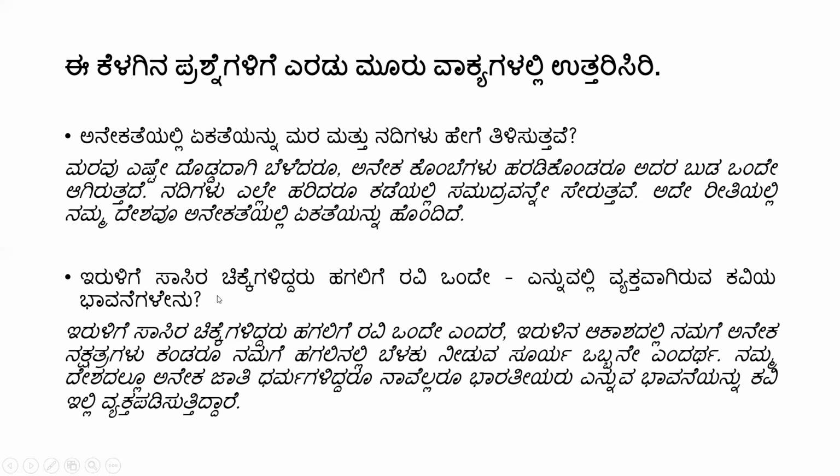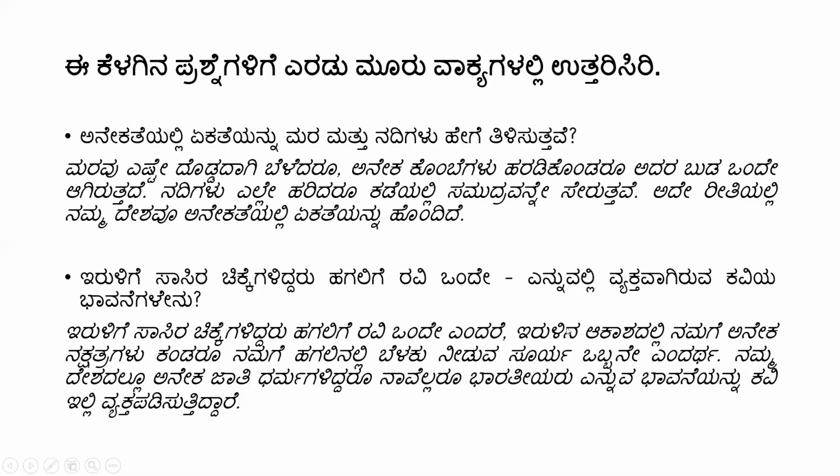Next question. ಈರುಳಿಗೆ ಸಾಸಿರ ಚುಕ್ಕೆಗಳಿದ್ದರೂ ಹಗಲಿಗೆ ರವಿ ಒಂದೇ ಎನ್ನುವಲ್ಲಿ ವ್ಯಕ್ತವಾಗಿರುವ ಕವಿಯ ಭಾವನೆಗಳೇನು? So this line, ಈರುಳಿಗೆ ಸಾಸಿರ ಚಿಕ್ಕೆಗಳಿದ್ದರೂ ಹಗಲಿಗೆ ರವಿ ಒಂದೇ, what does it tell us? They are asking you, what does this line tell us? Which emotion? Bhavane is emotion. What is the poet trying to express through these lines? If you can go back to the poem, what does that line mean?